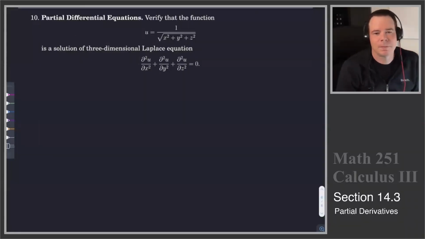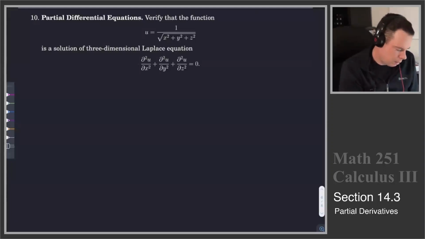Hi, everyone. This is the last example from section 14.3. It's an exercise in differentiation, so partial differentiation, but it also asks us to verify that the partial derivatives of a function satisfy some relationship. In this case, the relationship is a differential equation.